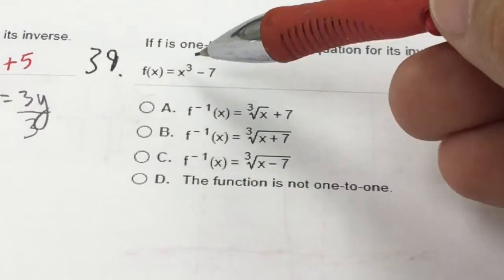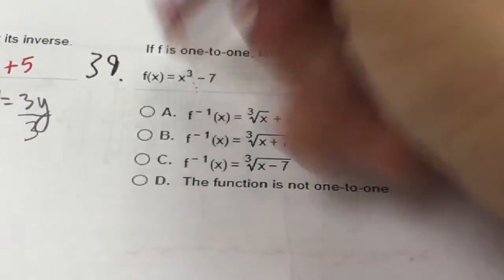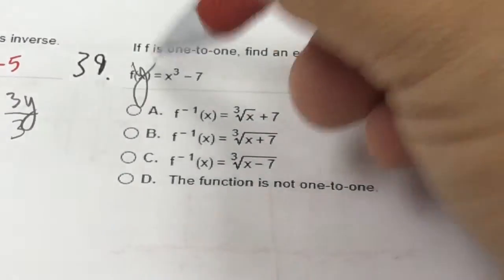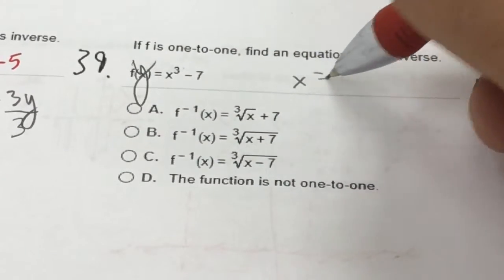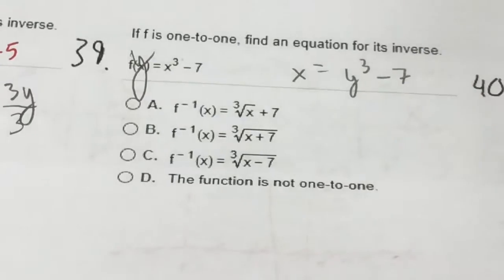This is 1-to-1. If it's got an odd power, it's 1-to-1. If it's got an even power, it's not 1-to-1. So they want me to find the inverse of this again. This is a y equals. So I'm going to rewrite it as x equals y cubed minus 7. And now I'm going to solve it for y.